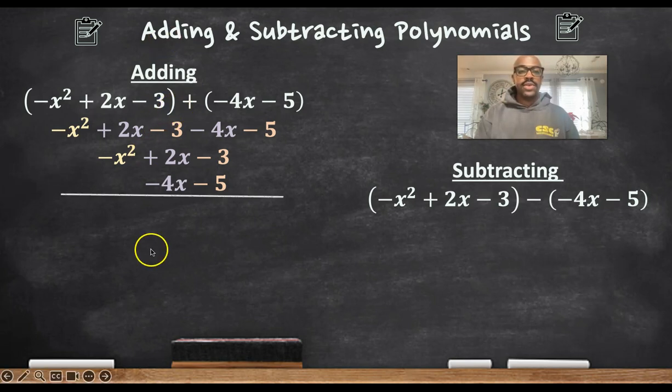All right. So from here, you add straight down. You get negative x squared. 2 minus 4 is negative 2x. And then negative 3 minus 5 is negative 8.